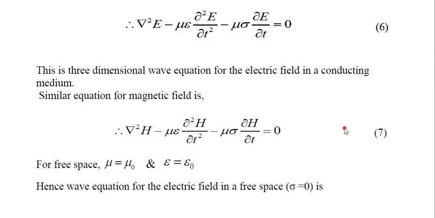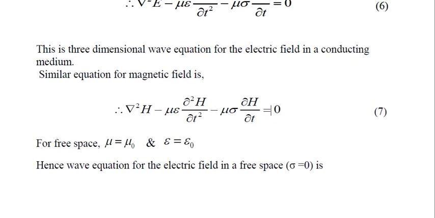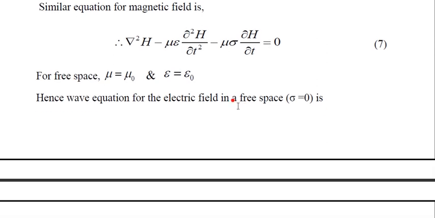Now what does this equation 6 represent? This is the three-dimensional wave equation for the electric field in a conducting medium. The similar equation for the magnetic field is del square H minus mu into epsilon dou 2H by dou t square minus mu into sigma dou H by dou t equal to 0, instead of dou E by dou t. This is the equation for the magnetic field, equation number 7.